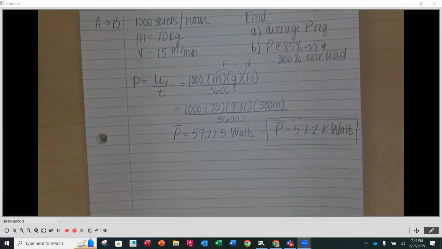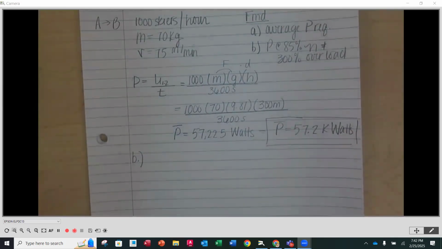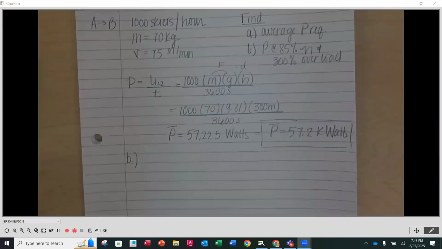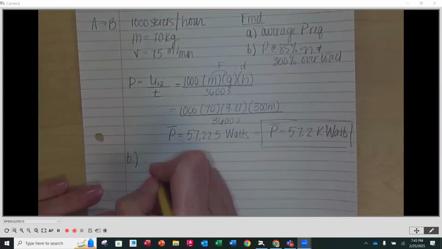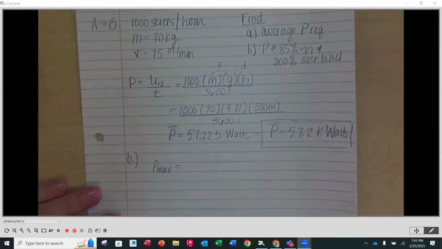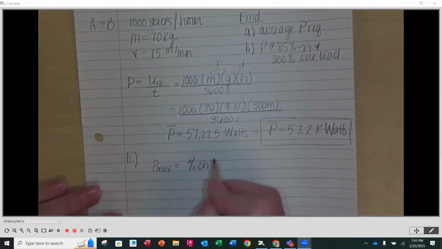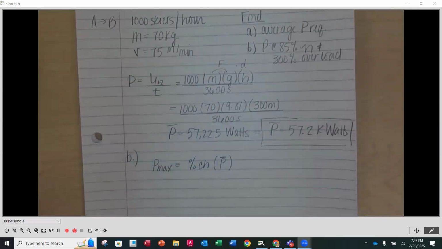All right, so that's the first part. That's our average power. So the second part that we're going to do here is, what is the power at that 85% efficiency and 300% overload? So when we look at maximum power, our maximum power is going to be equal to the percent change times the average power.